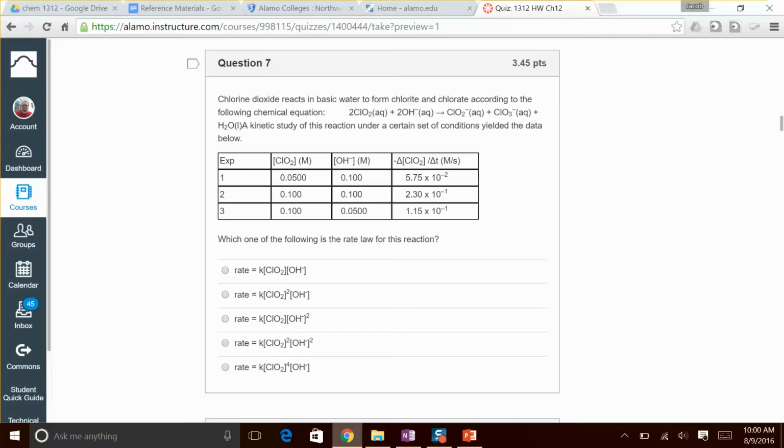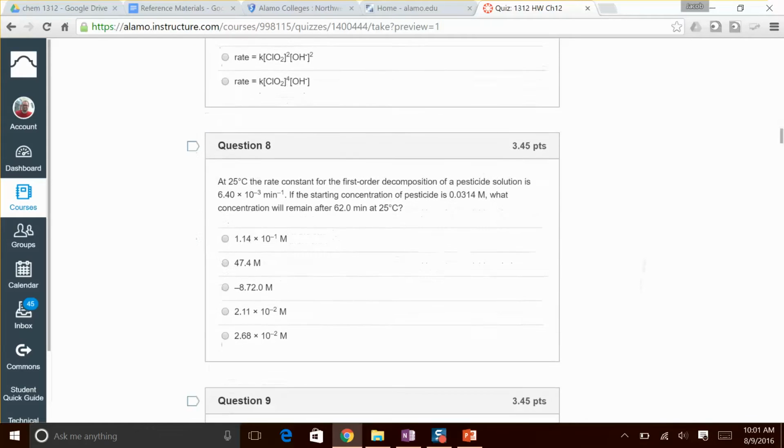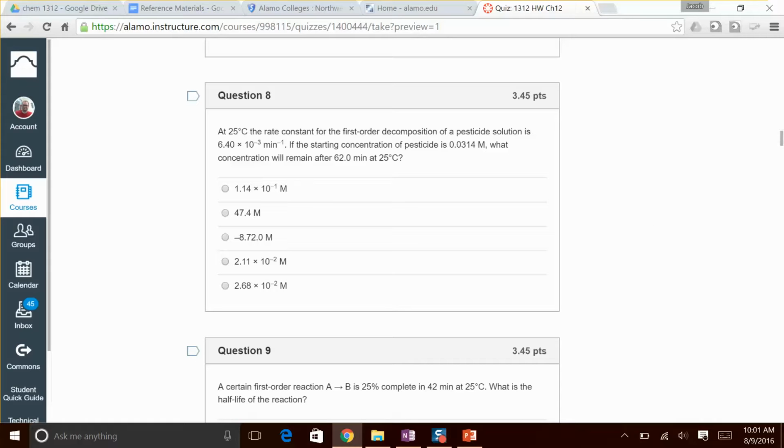Okay. Now let's find it for OH. From experiment 2 to experiment 3, I double the concentration of OH minus, and what happens to the rate? The rate also doubles. So the concentration doubles, the rate doubles, that's what order? First order. Then I can see that this would be the correct answer, right? ClO2 is second order, OH is first order. So that's how I find the rate law.